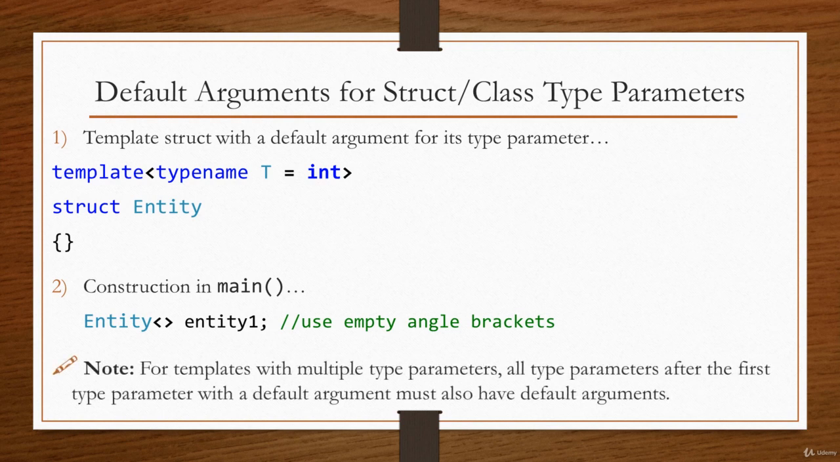And note once more that for templates with multiple type parameters, all type parameters after the first type parameter with a default argument must also have default arguments. I'll show an example of where we'll use default arguments for a struct or a class type parameter later on in the video.